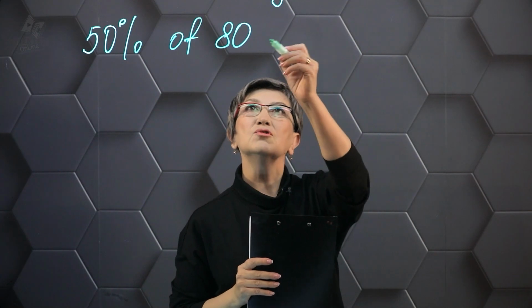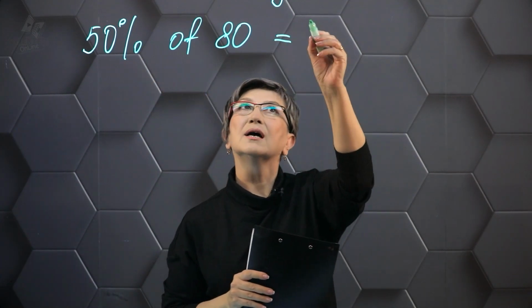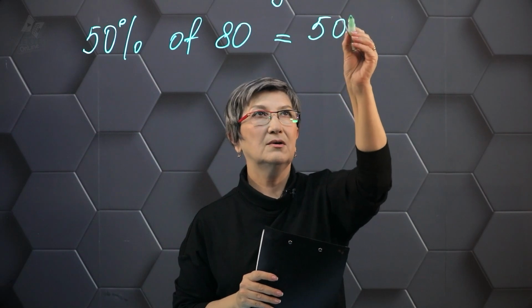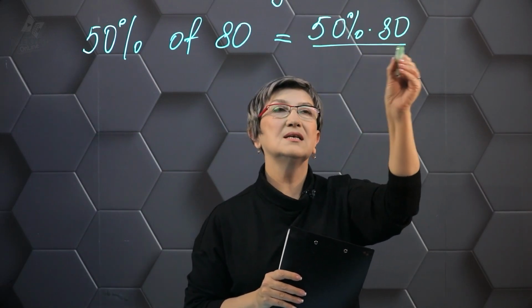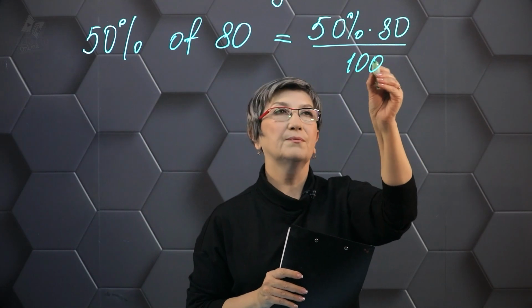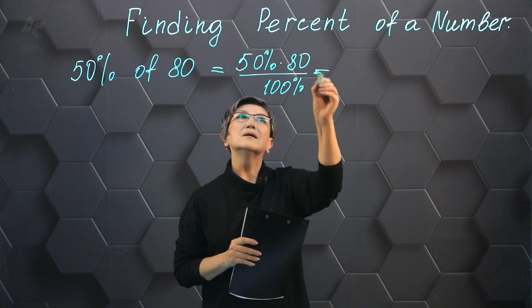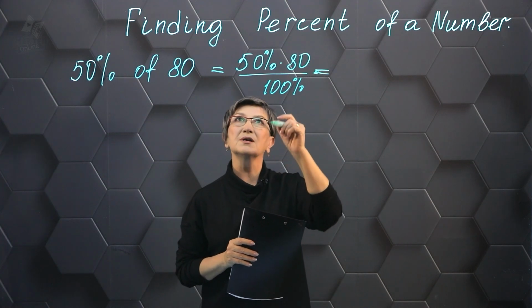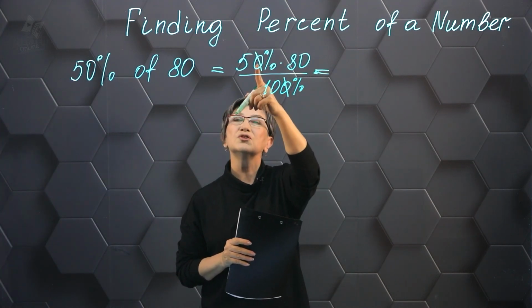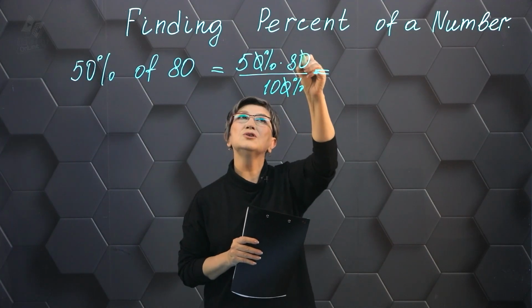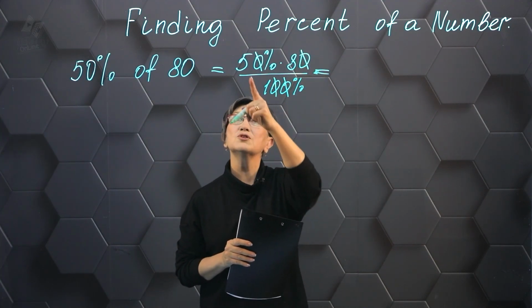So, in order to find the percent of a number, what do I have to do? I have to multiply that 50% by our number 80 and divide by 100. And then in the calculation, let's reduce one 0 each in the numerator and in the denominator, and one more 0 each in the numerator and denominator.